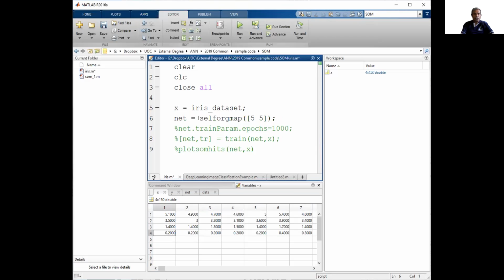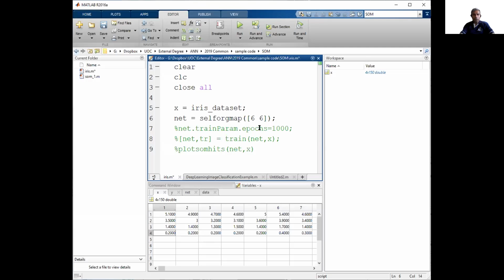So the command to create the self-organization map is selforgmap. After that, you can give the size of your self-organization map, that is, the number of rows and number of columns. So I arbitrarily choose 5 and 5. You can choose whatever you like. Let's say 6 and 6. So it will create a 2D map of 6 by 6. So you create a self-organization map of 6 by 6.